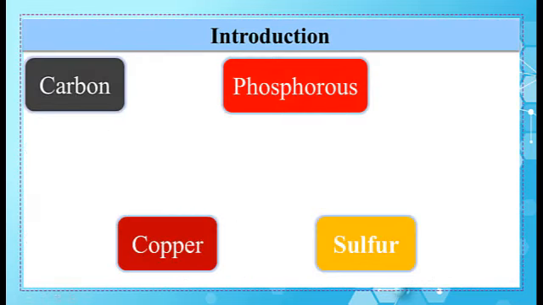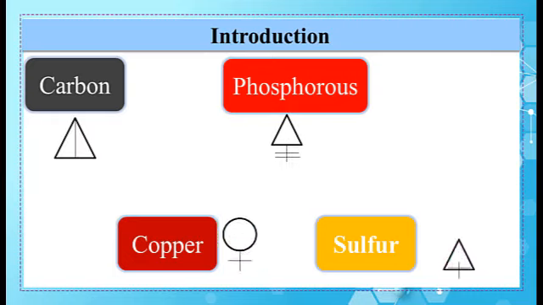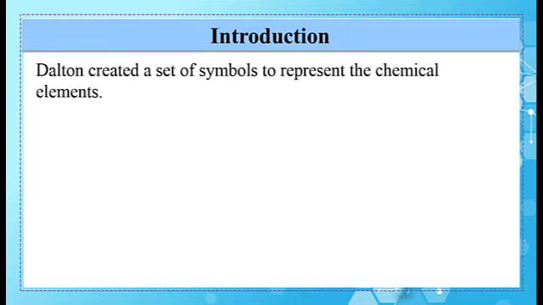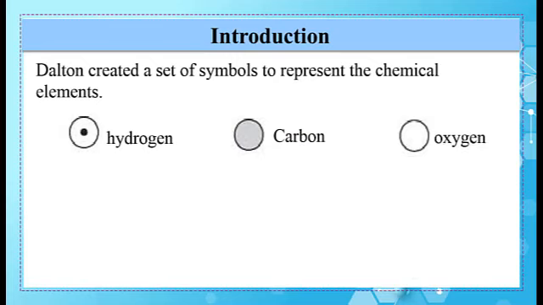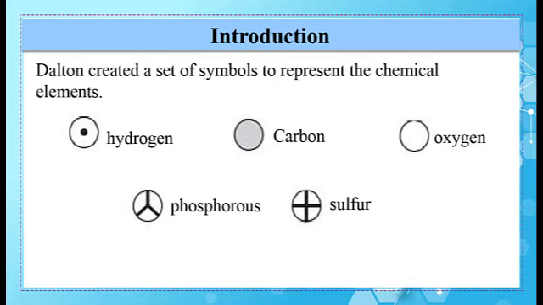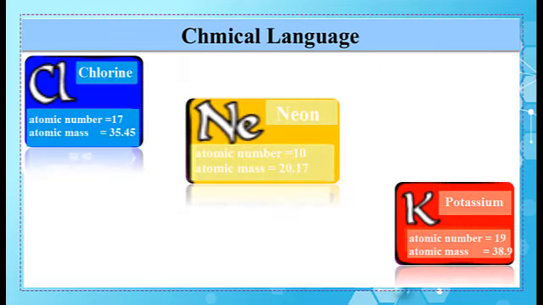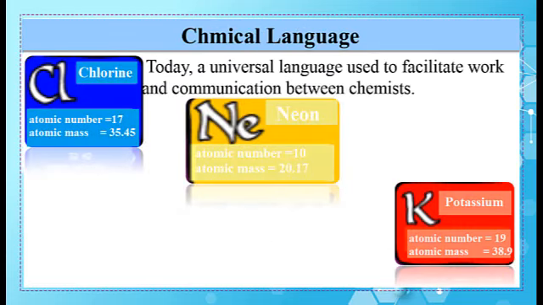Take a look at the following elements: carbon, phosphorus, copper, and sulfur. Long ago, chemists used drawings to designate chemical elements, but these drawings were a little bit hard. So after that, Dalton created a set of symbols to represent the chemical elements. Hydrogen, carbon, oxygen, phosphorus, and sulfur were designated by the following symbols, but others have found these symbols too difficult to follow.